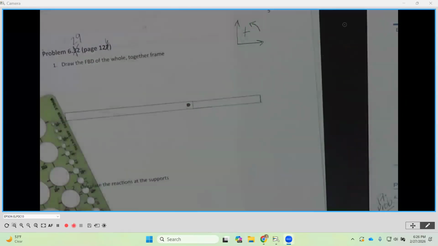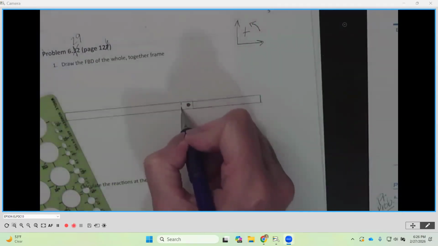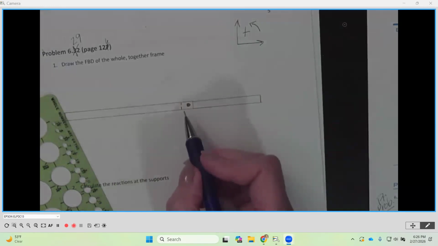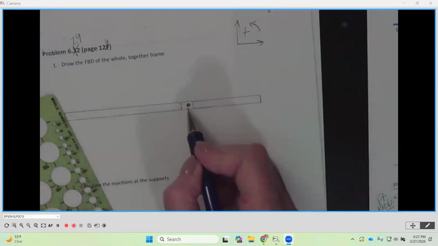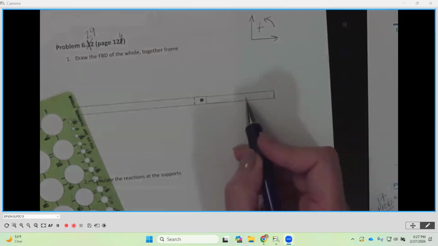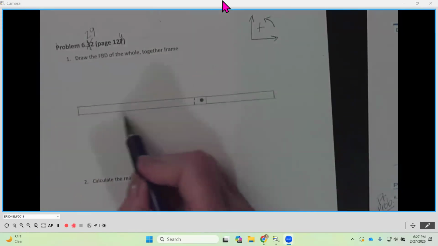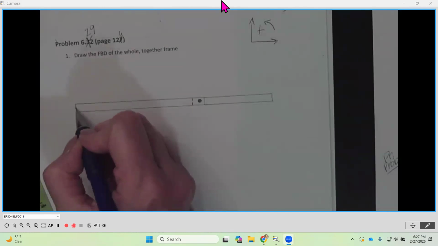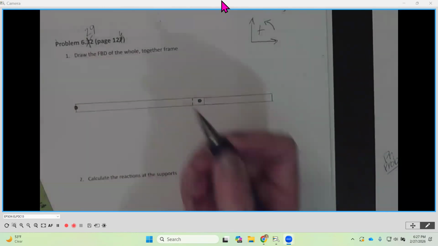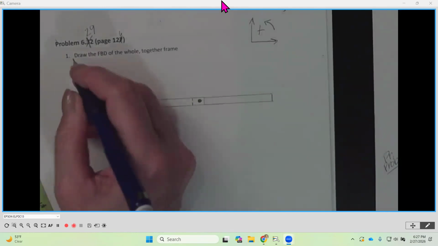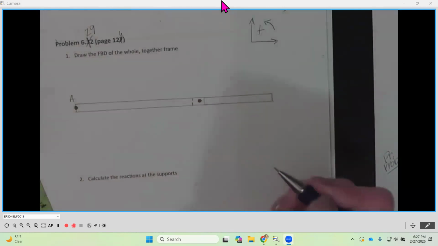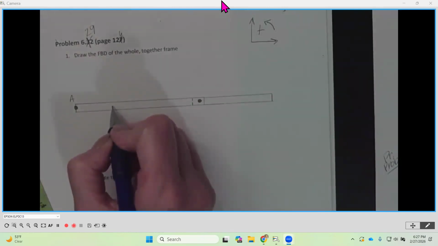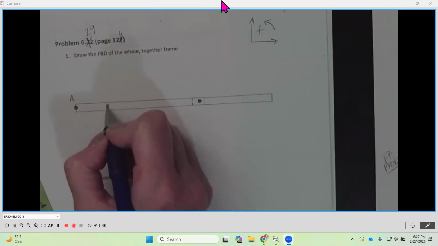And then I'm going to put a little dotted lines here to show that they overlap. So this is one member. This is our trailer on the right-hand side. And then our truck is over here. In the front here is going to be point A. And then B is going to be right about here.